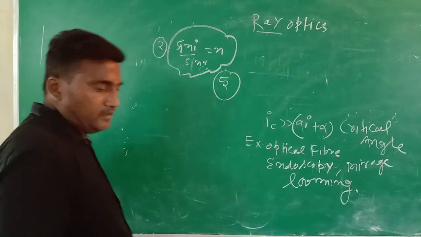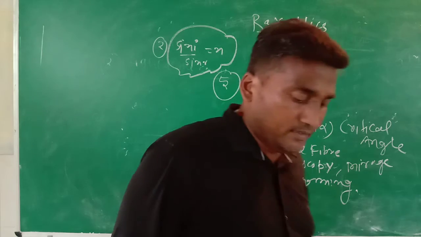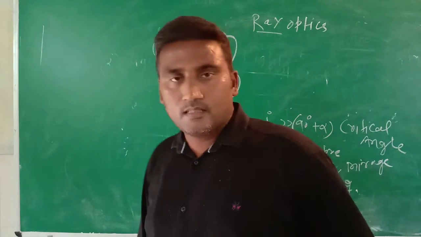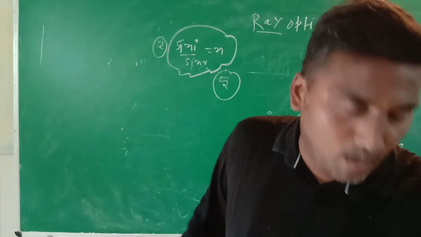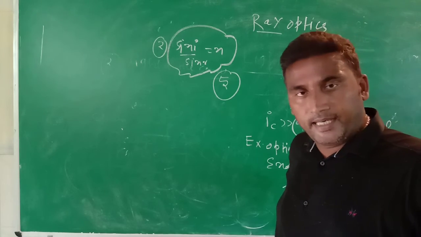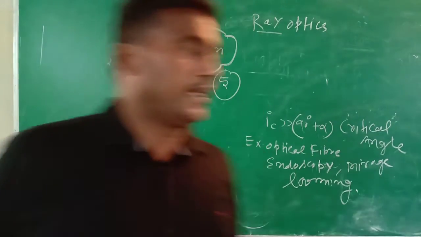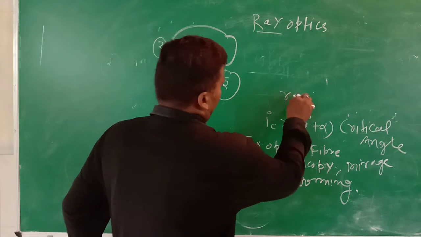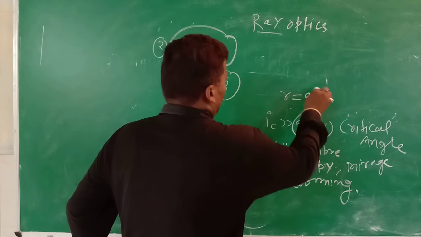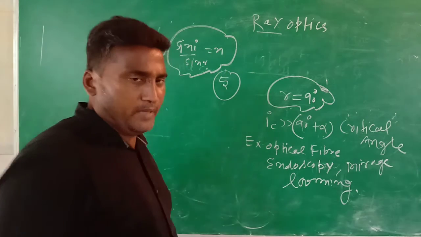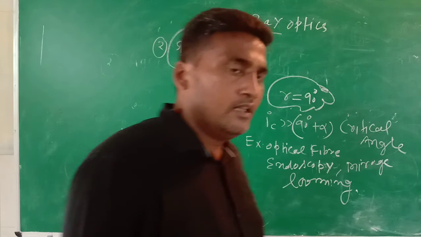Now, there are two main reasons for total internal reflection to develop. First, the ray of light passes from a denser to a rarer medium, and second, the incident angle i c is greater than the critical angle, where the angle of refraction r is equal to 90. That is known as the critical angle, and the phenomenon is called total internal reflection.